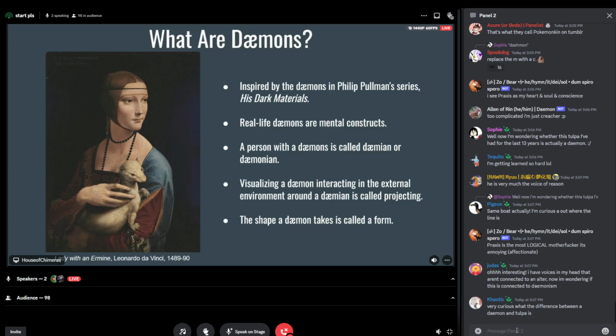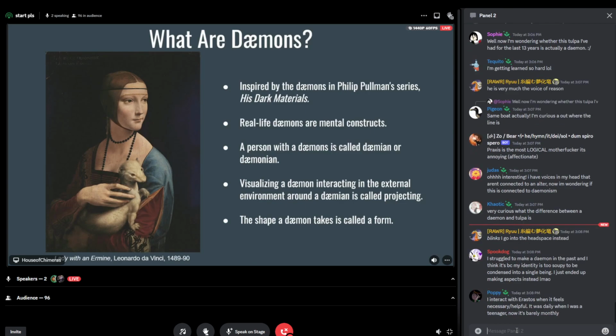To interact with their daemon, some dæmians do what is called projecting in the community. That is, imagining and visualizing their daemon interacting with them in the external environment, as if they are physically present beside their dæmian. Projecting is easier for some people, but for others it is not. How vivid projecting can be also widely varies from person to person. Some people project their daemon a lot, while others don't.